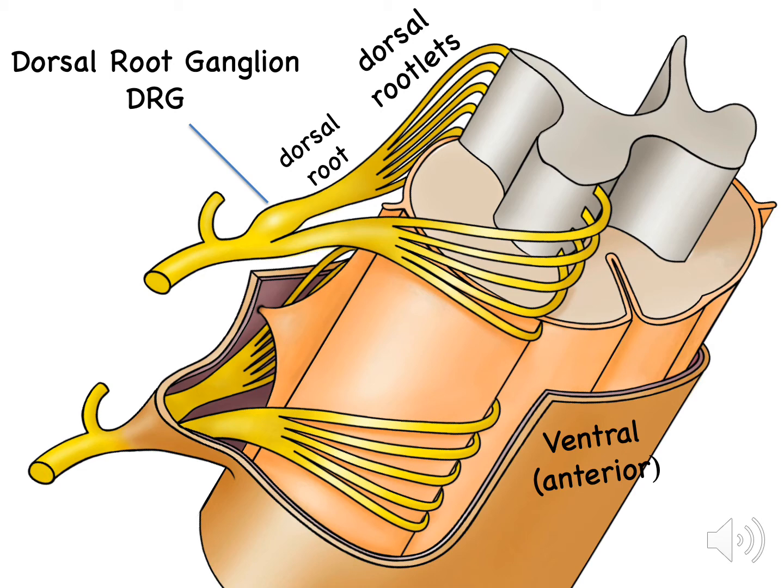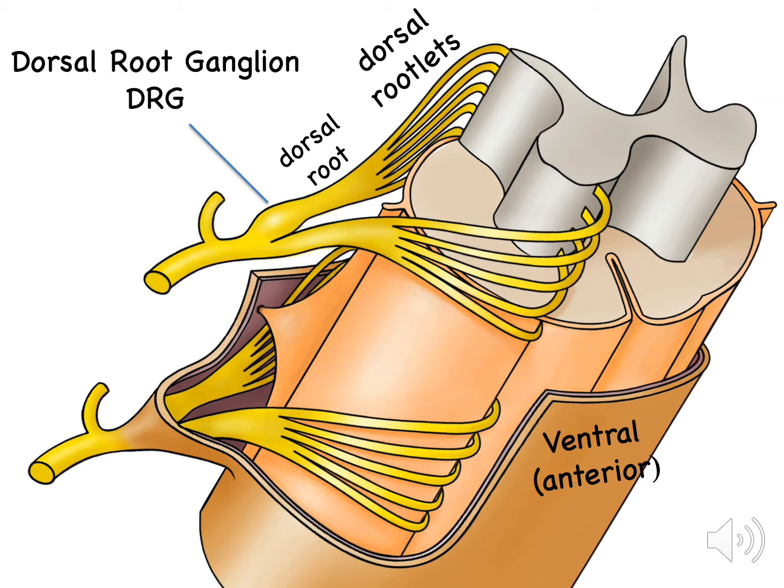Conversely, here are the dorsal rootlets coming out through the dorsal horn. Here's the ventral horn, here's the dorsal horn. And these dorsal rootlets then merge to form a dorsal root, and then you have your dorsal root ganglion, and the dorsal root and ventral root merge to form the short segment that we call the spinal nerve. The spinal nerve will then bifurcate into a ventral ramus and a dorsal ramus. I hope that's clear.